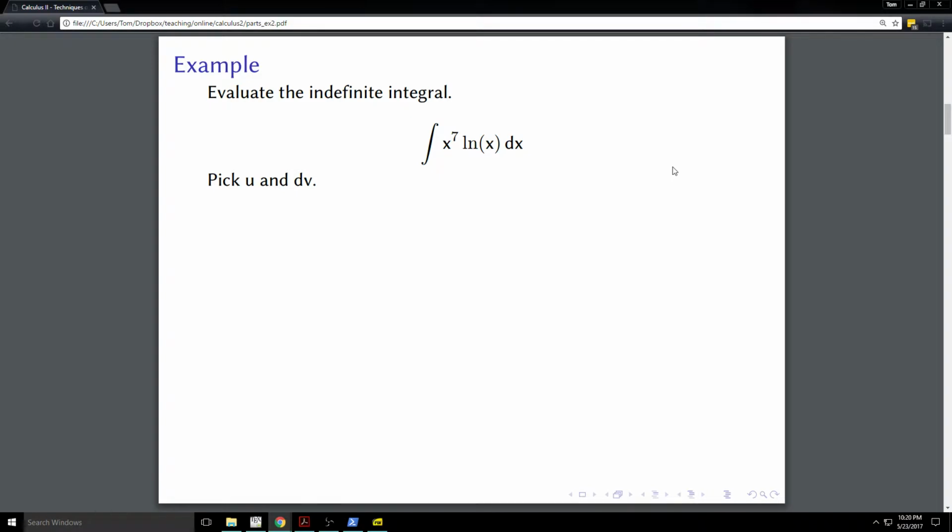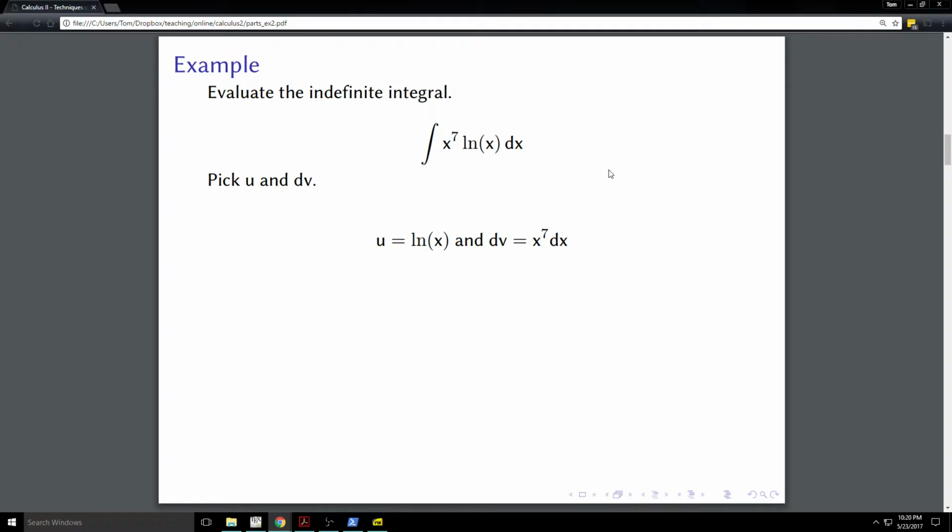Remember the LIAT guidelines for picking u. It says that the L comes first, and so generally you should pick logarithms to be u. This is a logarithmic function, and this is an algebraic function, a power function, which is also algebraic. So that means that I should pick the logarithmic function over the x to the 7th.